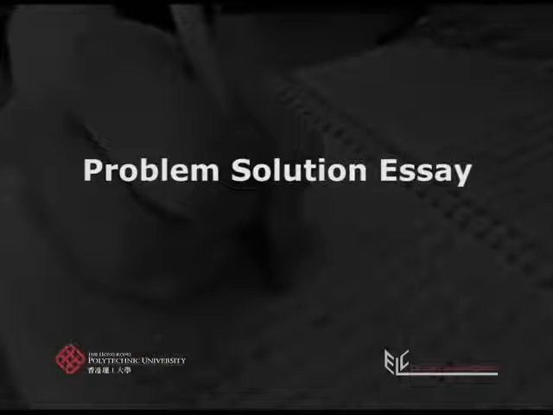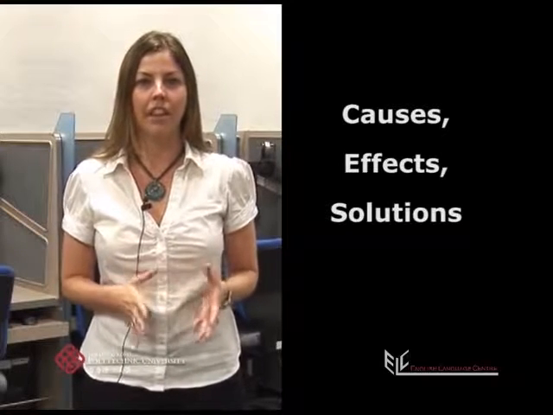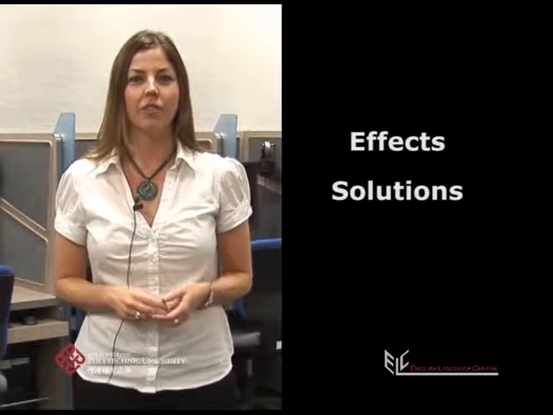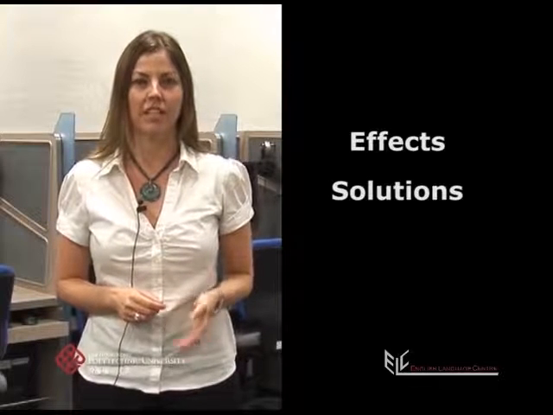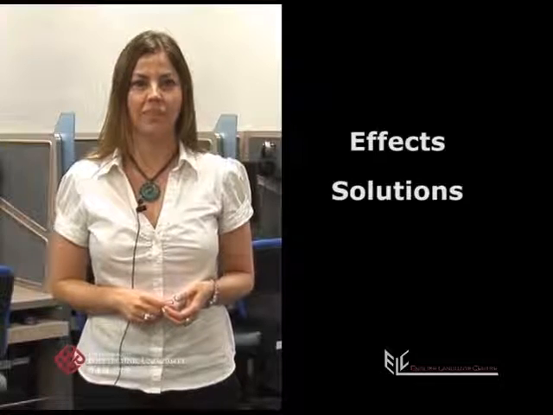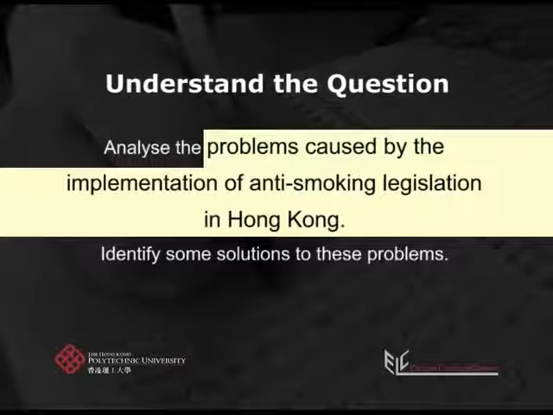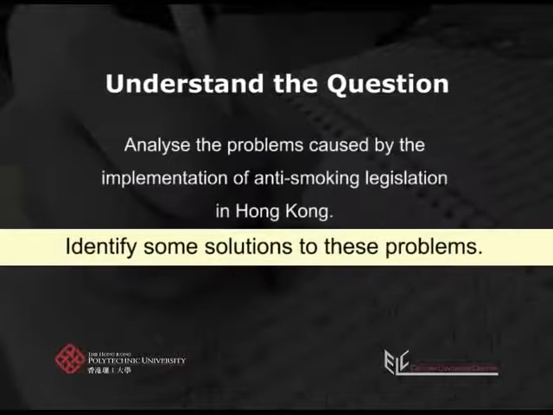This is when you have to discuss a problem. Generally, it's the causes and effects of a problem, and then the solutions, or sometimes just the effects of the problems and then consider solutions. As an example, let's look at the question. So this question is asking you to look at the negative effects of an anti-smoking legislation in Hong Kong, and then identify solutions to these problems.